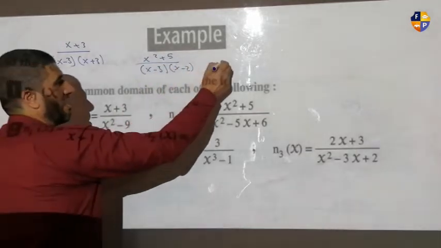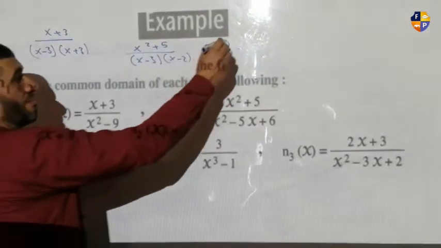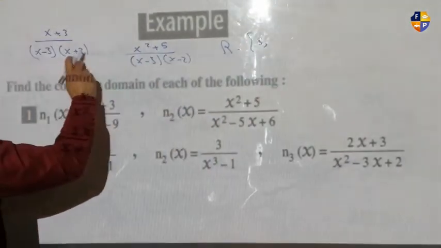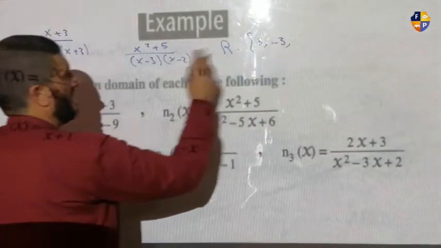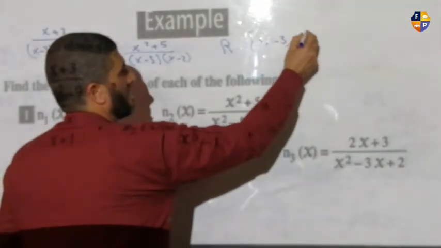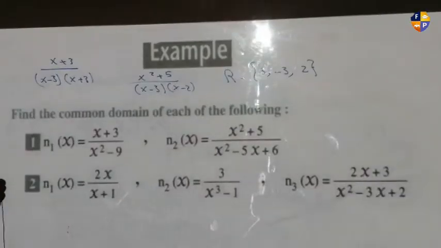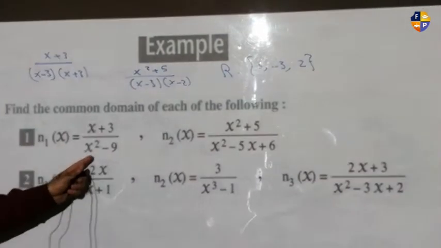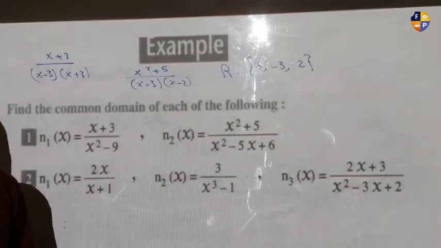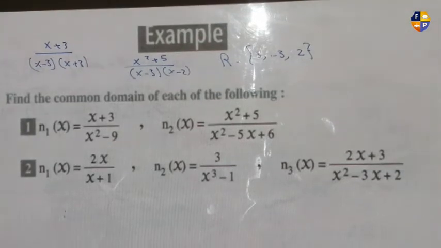Then the domain is R. The common domain of n1 and n2 is R minus 3, negative 3, not repeated, and 2. Then we call this the common denominators. Common denominators, number 1: factorization of x power 2 minus 9 and x power 2 minus 5x plus 6. We can find the common denominators are minus 3, negative 3, and 2.